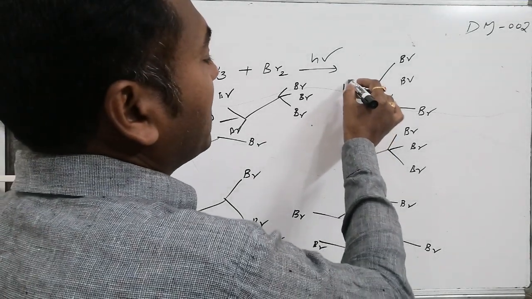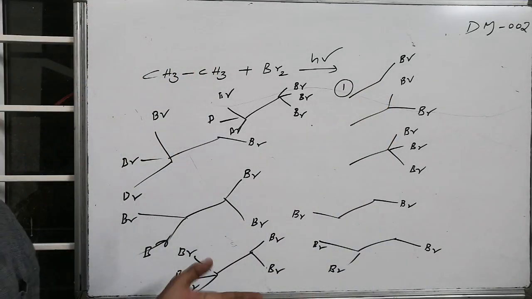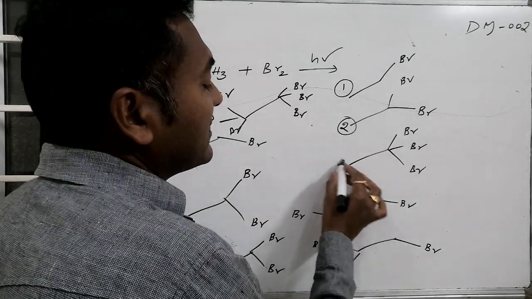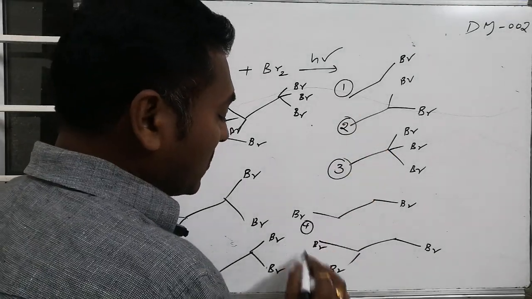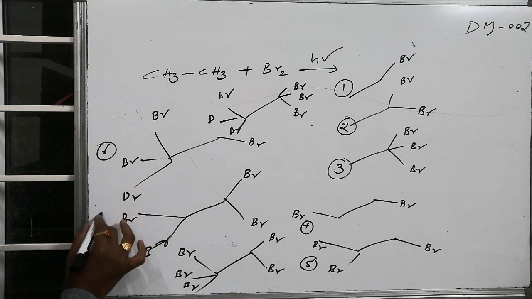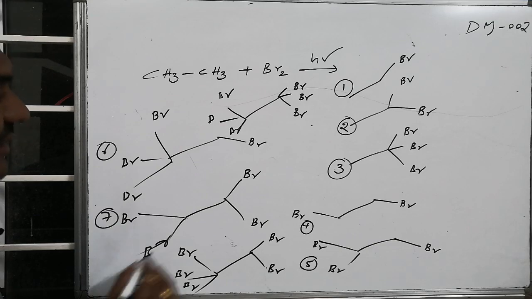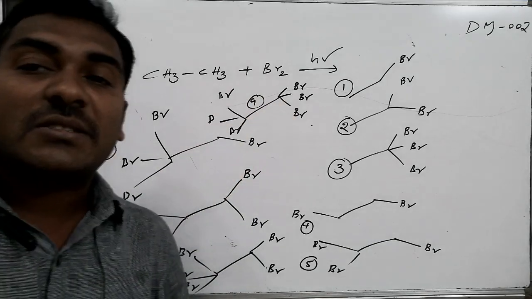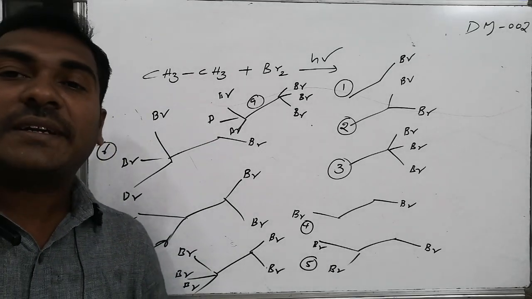Hence if we count the number of possible varieties, there is no stereoisomer. This is 1, this is 2, this is 3, this is 4, this is 5, this is 6, this is 7, this is 8, and the last one is 9. Now we have a chance of getting a total of 9 varieties of products.